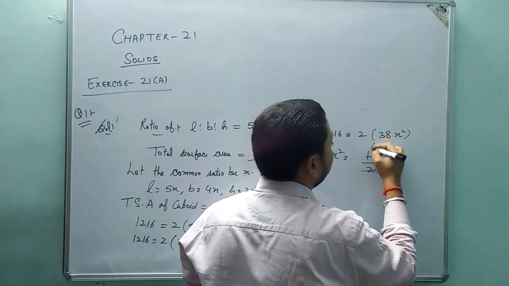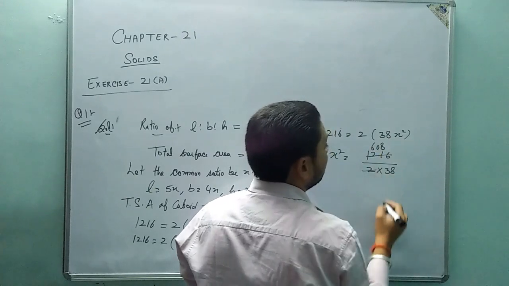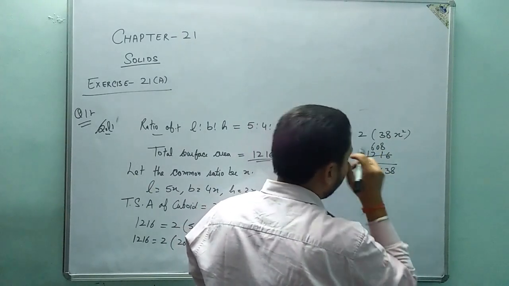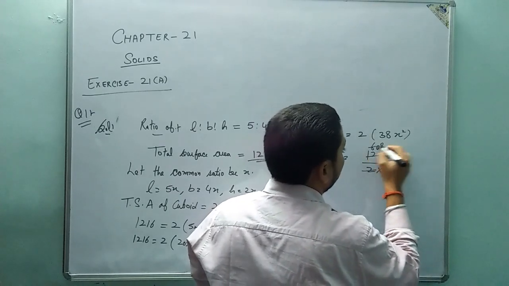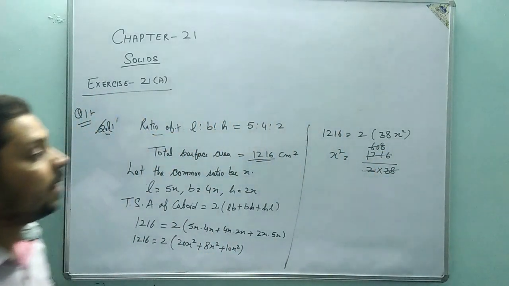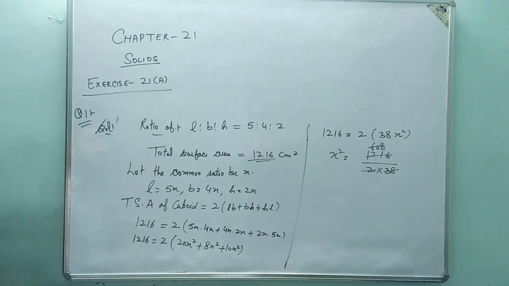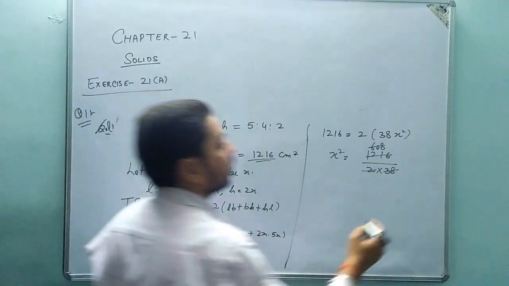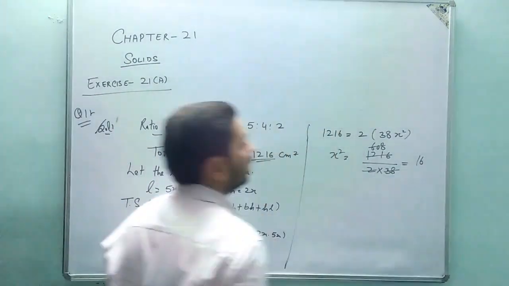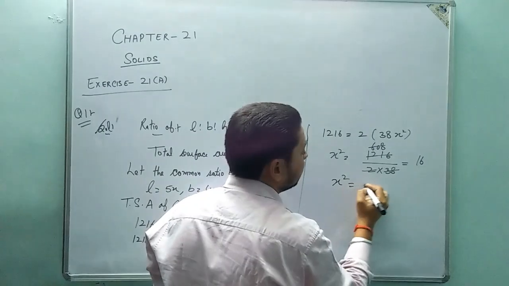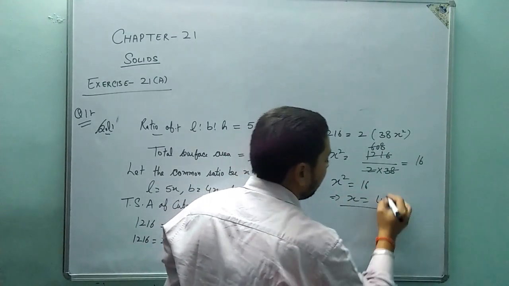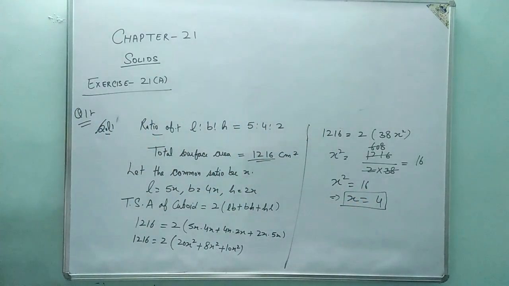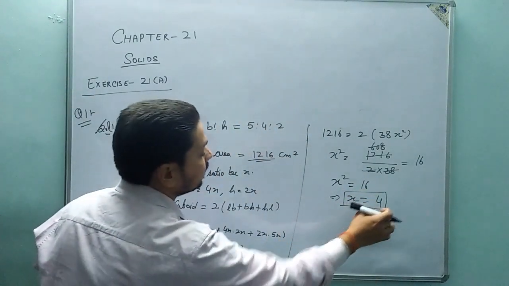So we have to find the value of x, the common ratio. Solving this, it will give you 608, and after cancelling it, it will give you 16. So we have x square is equal to 16. That implies x is equal to 4. So the common ratio that we have is x equal to 4.